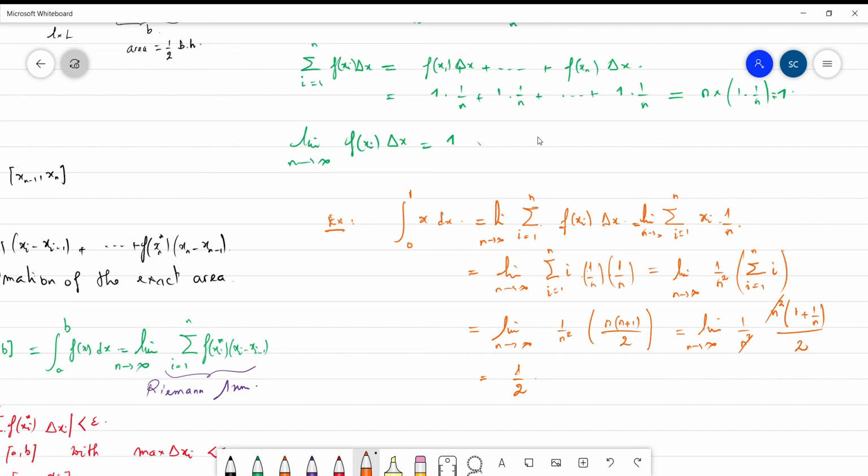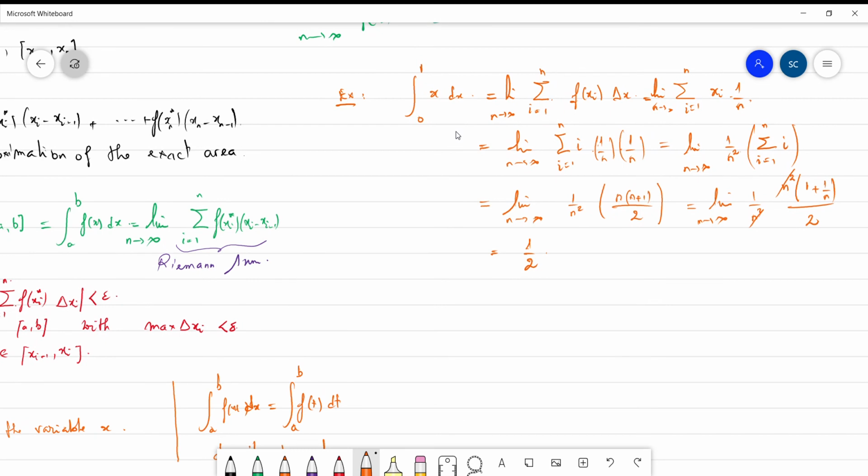And we can check also here by using geometry, because I know my line, y equals x, is the line passing through the origin and the point (1,1). Here is my line, and I'm going up to the interval 0 to 1. So the area of the total square is 1, and here I have just half of the area, so I have exactly 1/2. This is what we found here using Riemann sums.